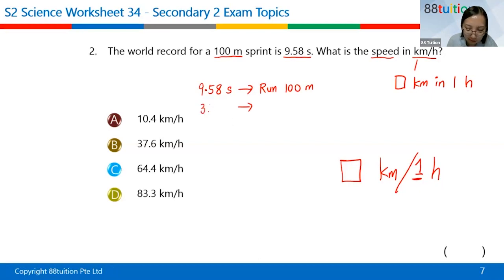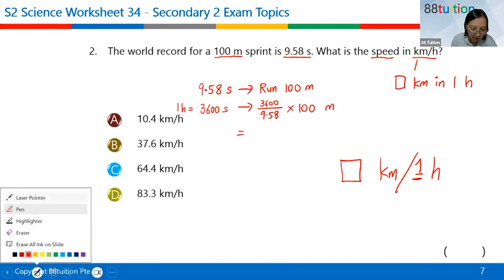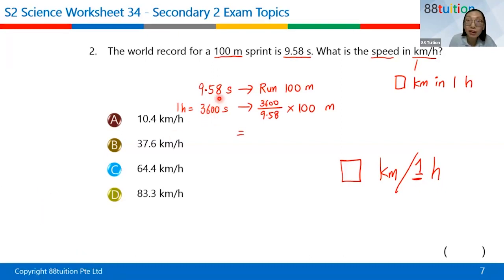I need to convert it to seconds. All right, so this is 1 hour. So then you use the bottom number, divide by the top number, times the right-hand side. Do you all follow so far? All right, so I use the bottom number, divide by the top number, times the other side.